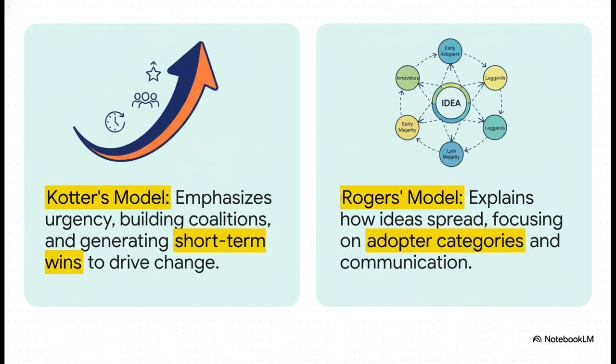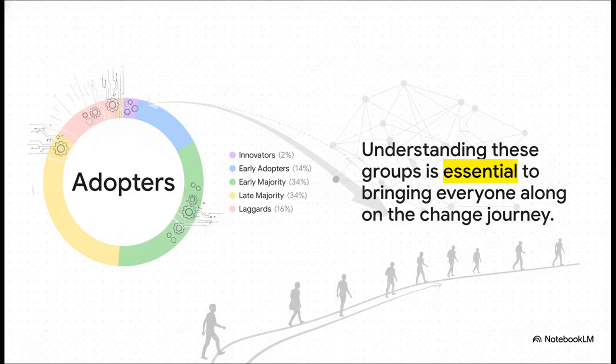You've got models like Cotter's, which is all about creating energy and momentum, getting people excited and showing some quick wins. And then there's Rogers' model, which is more about the people side of things. It helps us understand how a new idea, like AI, actually moves through a group of people, like your school staff. So this chart breaks down what Rogers was talking about.